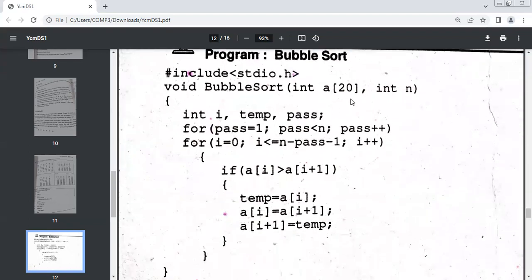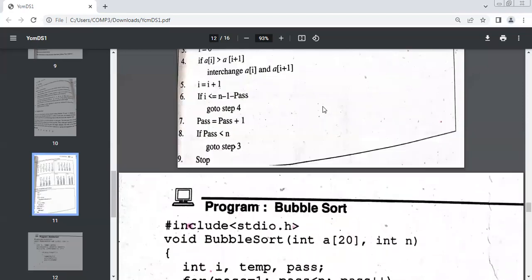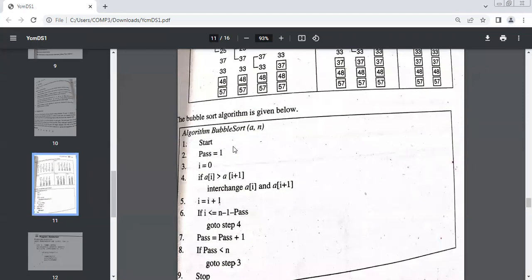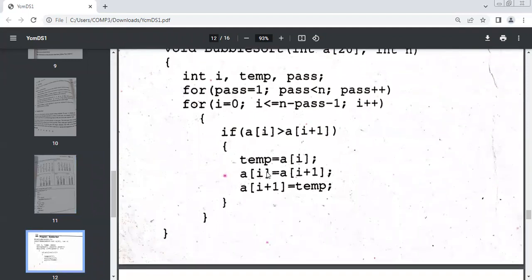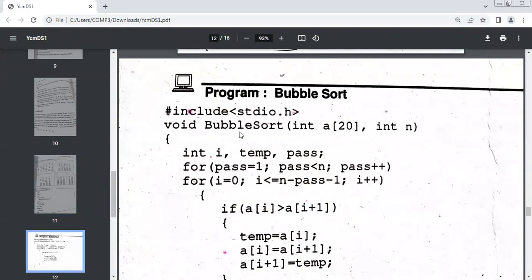In this function, same ये जो algorithm में हमने step लिखा है उसी को हमने इस function में convert किया है. Okay, here we write a bubble sort function which takes two parameters, one a one-dimensional array A and the number of elements, and which returns nothing, so we write void here. Okay, so here we declare three variables: I, temp and pass.